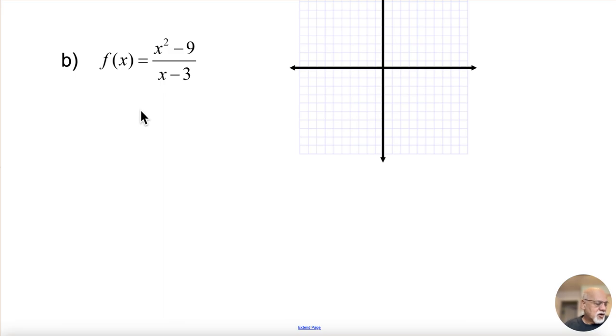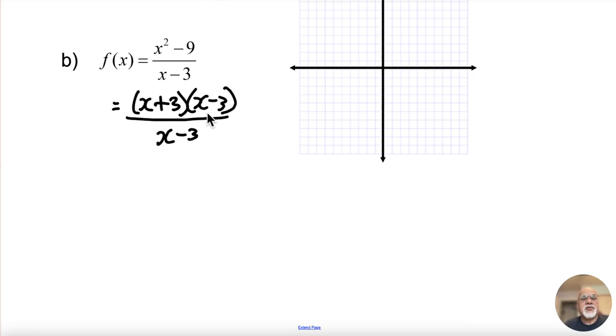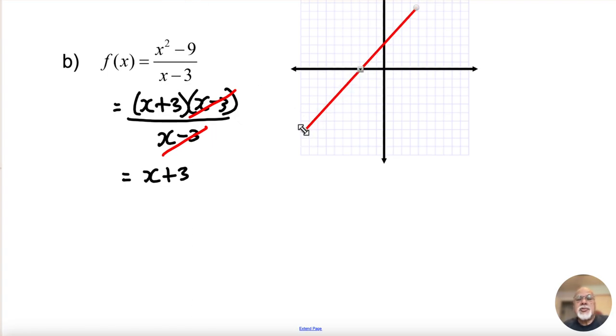X squared minus 9 over x minus 3. Well, this is an example of a quadratic over linear. The top happens to factor into x plus 3 times x minus 3, all over x minus 3. The x minus 3's cancel. And so this resulting function is actually just x plus 3, which is linear. And that would look like this. It would go through negative 3 on the x and positive 3 on the y-axis. So there's the line.